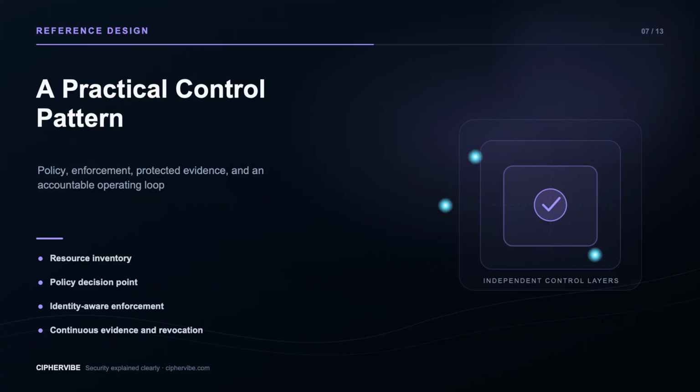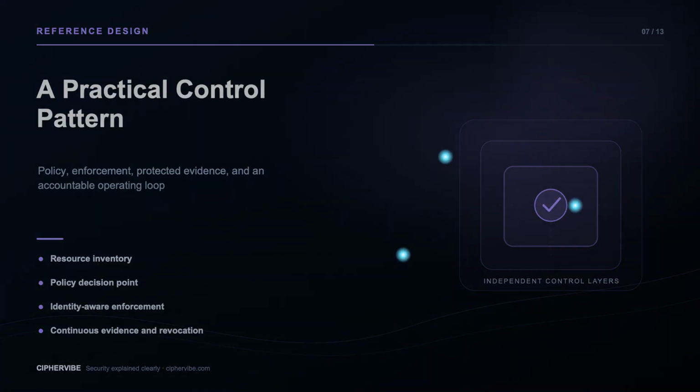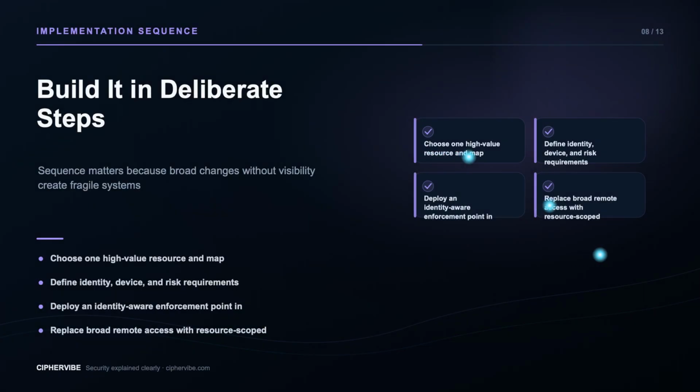A practical Zero Trust pattern catalogs protected resources, evaluates each request through a policy decision point, enforces at an application or service boundary, and streams decisions for review and rapid revocation. Implement this layer in a sequence that preserves evidence and limits blast radius.